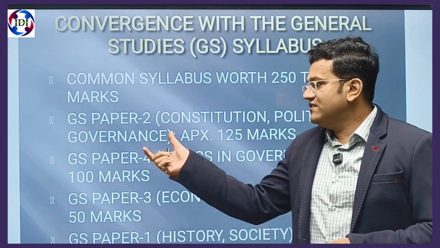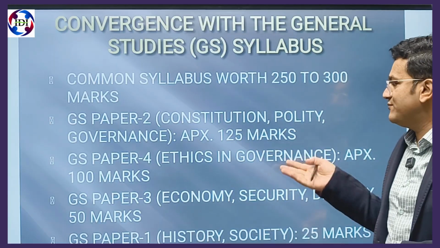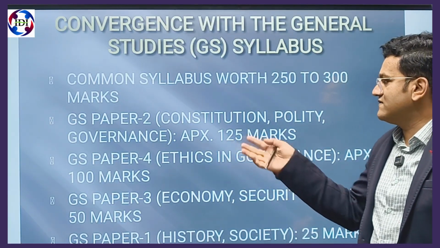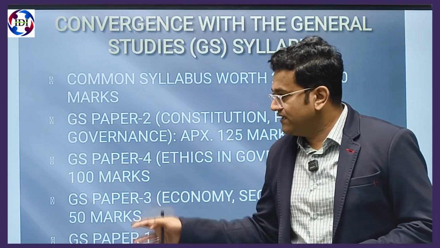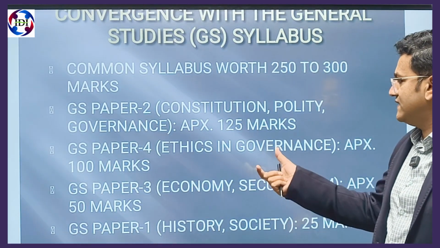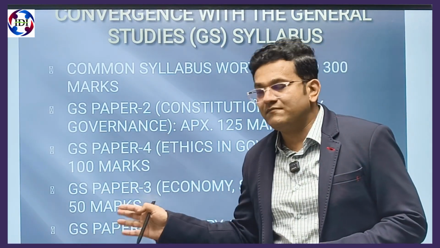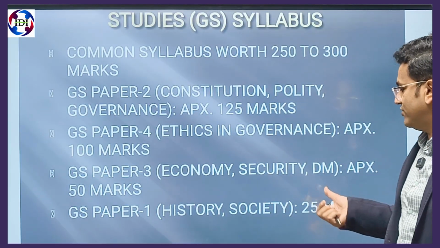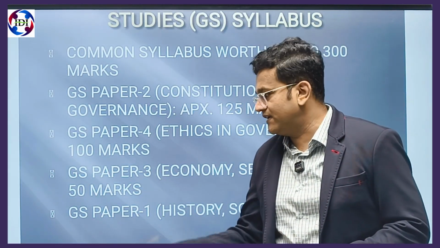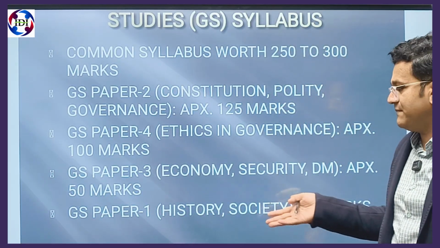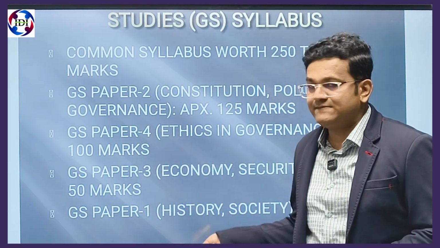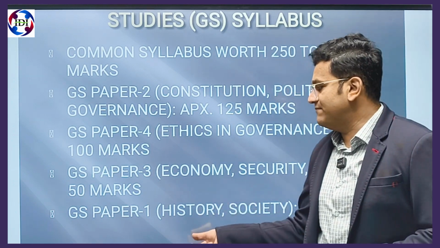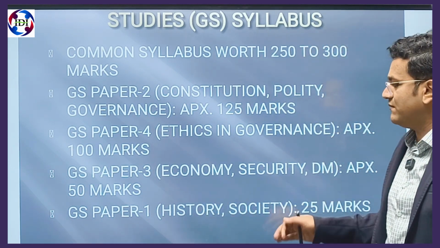Then in GS paper 2, it will help you with 125 marks in constitution, polity, governance. In GS paper 4, ethics in governance, it will help you with 100 marks. In GS paper 3, it will help you in economy, security and disaster management with approximately 50 marks. And in GS paper 1, so as you can see, in every GS paper it has convergence, it will help you in history, society with 25 marks.